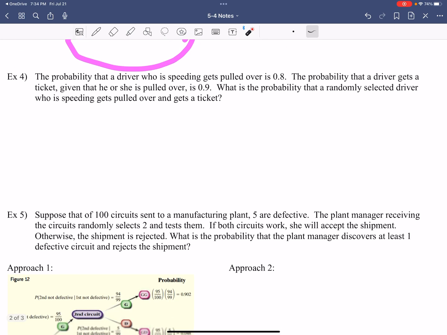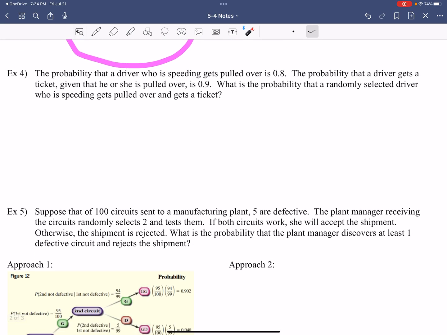Look at this next example. The probability that a driver who is speeding gets pulled over is 0.8. The probability that a driver gets a ticket, given that he or she is pulled over, is 0.9. Here's my first scenario. Here's my second scenario. There's just more info to the second scenario. Look at this question. What is the probability that a randomly selected driver who is speeding gets pulled over and gets a ticket? What did we just learn? It says and. What do we know about and? It's multiply. Don't make this a bigger deal than what it is, right?